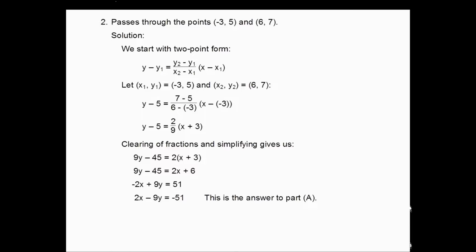Now, if we're going to get slope-intercept form, part B, I'm just going to pick up where we left off here. So for part B, I'm going to solve for y. Okay, remember, we left off with 2x minus 9y equals negative 51. So remember, I want y by itself. Subtract the 2x. Remember, it goes first. It's mx plus b, not b plus mx. So I have negative 9y is equal to negative 2x minus 51. Divide everybody by negative 9.